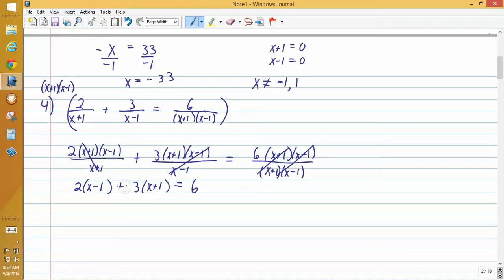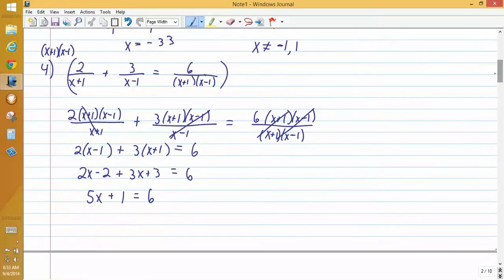Now distribute the number on the outside to everything on the inside. So I have 2x minus 2 plus 3x plus 3 equals 6. Combine like terms. Put your two x values together, you get 5x. Put your two constant terms together, you get plus 1 equals 6. Now solve for x. So I have 5x equals 5. And I get x equals 1.